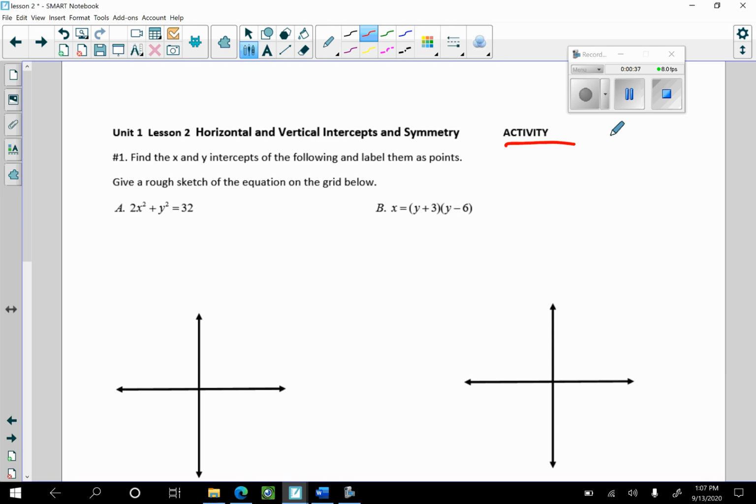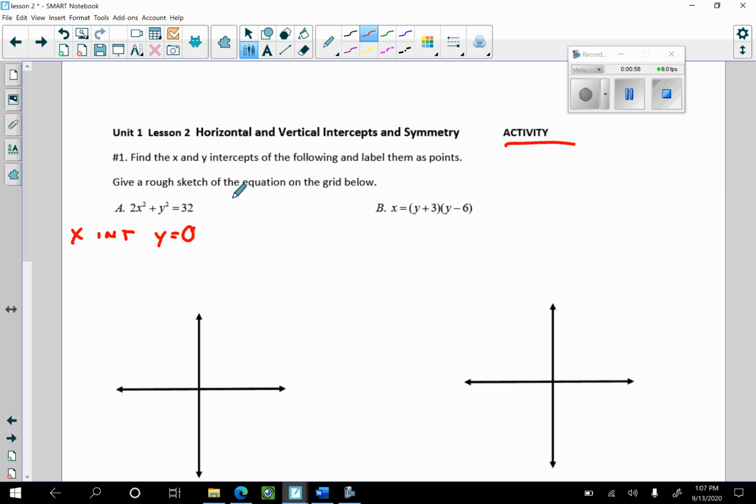So if I look at number A, the first thing we're going to do is find the x-intercepts. How do I find the x-intercepts? I let y equal 0. Let's actually state what we're going to do. We're going to find the x-intercepts. And how are we going to find the x-intercepts? We're going to let y equal 0.